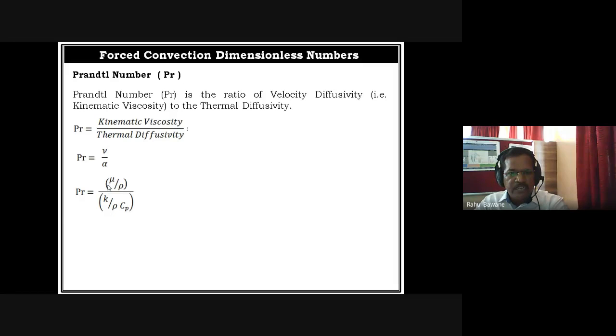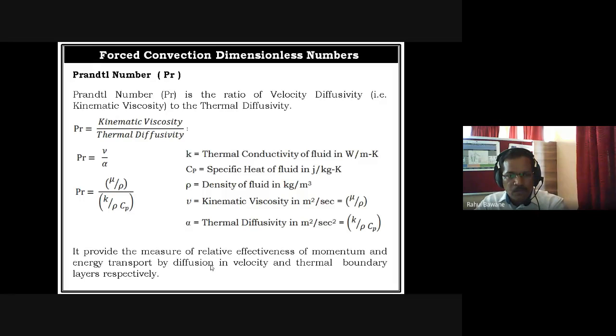Kinematic viscosity is dynamic viscosity divided by mass density, and alpha is K upon rho Cp. So here rho gets cancelled, and we can simplify this formula. And what is the significance of this Prandtl number? It provides a measure of relative effectiveness of momentum and energy transport by diffusion in velocity and thermal boundary layers respectively. So this is the significance of Prandtl number.